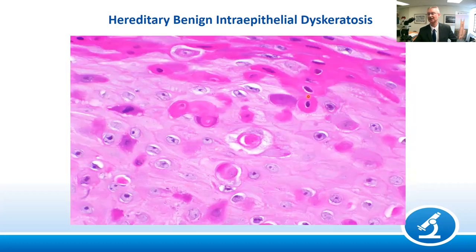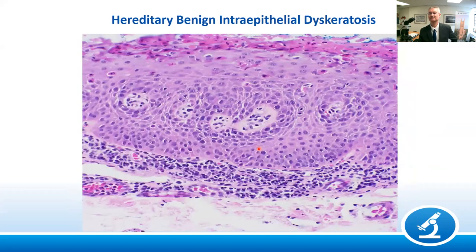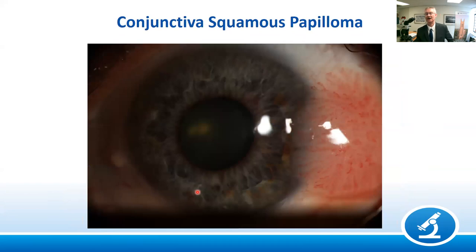Higher magnification, see these bright red dyskeratotic cells within the epithelium. And again, the inflammatory band at the base of the epithelium. All right, squamous papilloma, again, has a very distinctive clinical appearance.